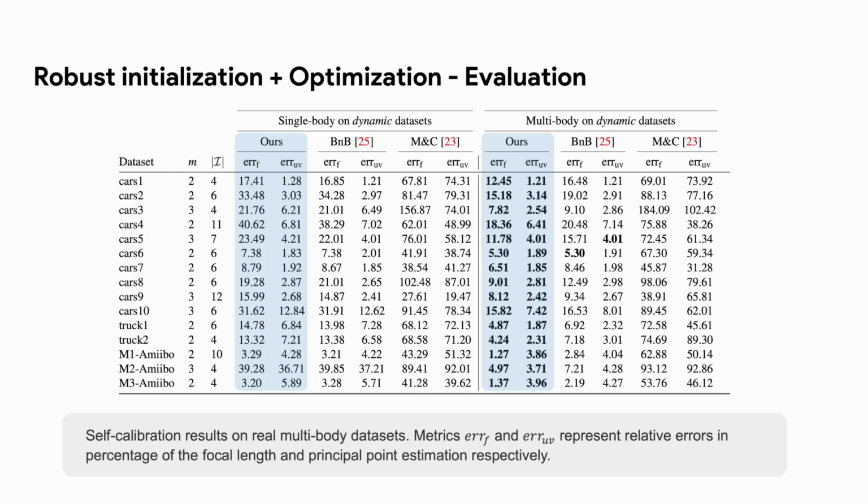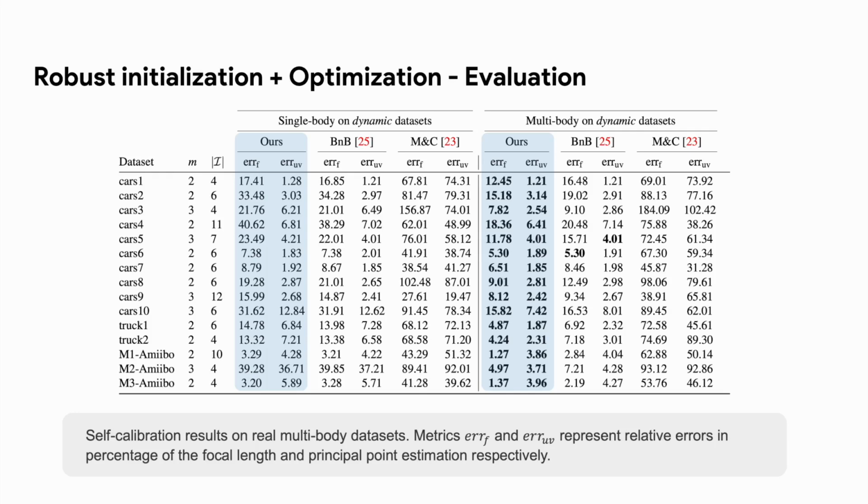Single body means that only a single motion from the dataset is used, and multi-body means that all motions in the dataset are used. We use the Hopkins 155 dataset in order to evaluate our method, as well as some sequences that we took for our evaluation. We can see that our method in the single body configuration performs comparably to branch and bound, which is a competing robust self-calibration method. Whereas in the multi-body settings, our method outperforms the competing robust method.